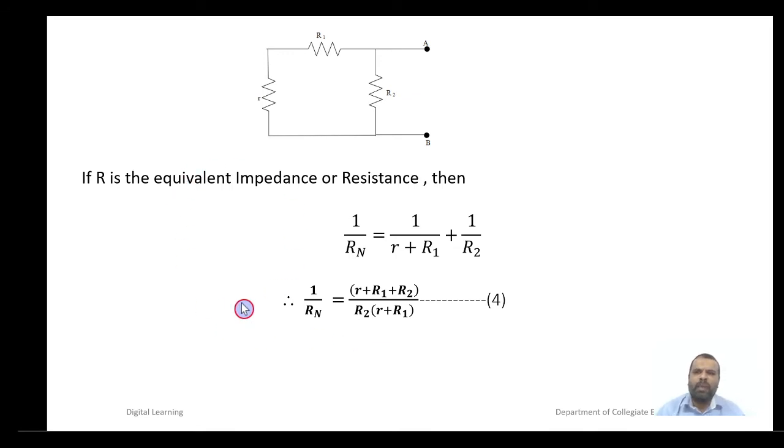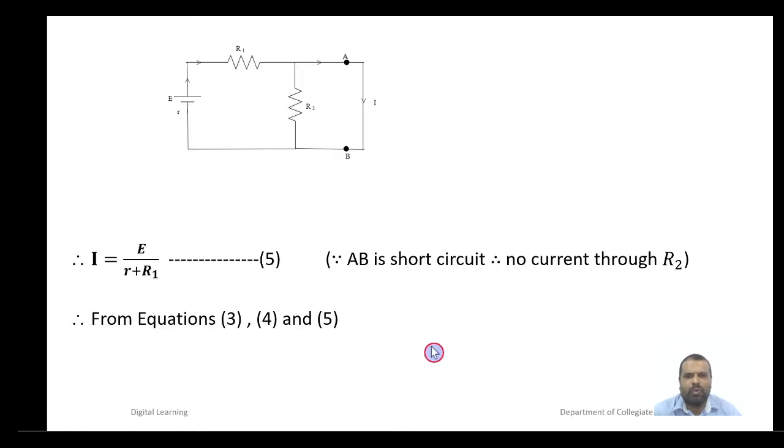Now, replace the EMF with its internal resistance, small r. If R is the equivalent impedance or resistance, then 1 by Rn is equal to 1 by R plus small r plus R1 plus of 1 by R2. Therefore, 1 by Rn is equal to small r plus of R1 plus R2 divided by R2 into bracket R plus R1. Call this as equation number 4.